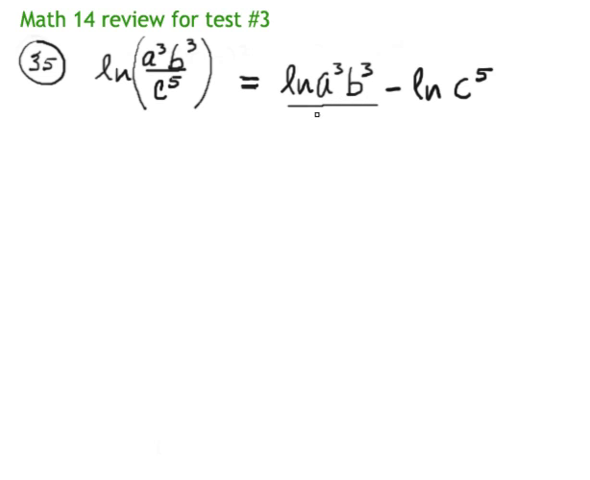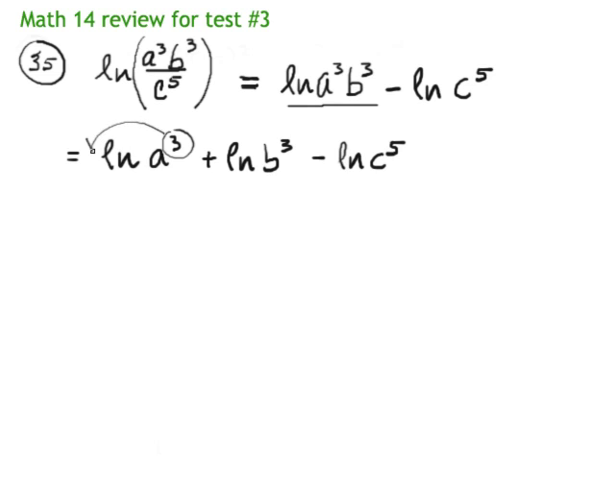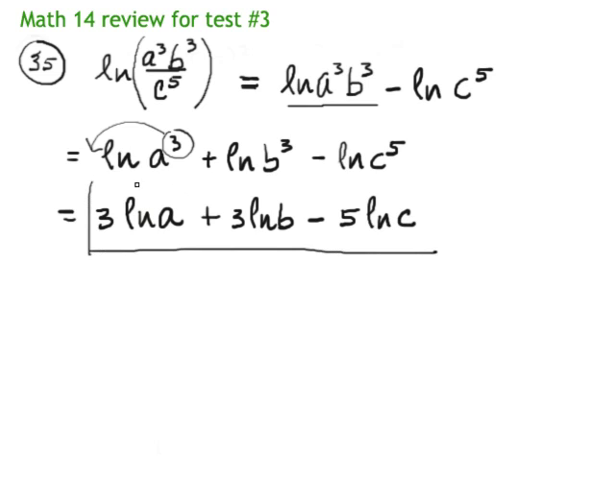The log of a product is a sum, the sum of the logs. So we have the log a cubed plus log b cubed here. And now we can also use the third log property to bring down all these exponents. So this would be 3 log a. We can also pronounce that ln a. 3 ln a plus 3 ln b minus 5 ln c. So that's what we mean by expand.